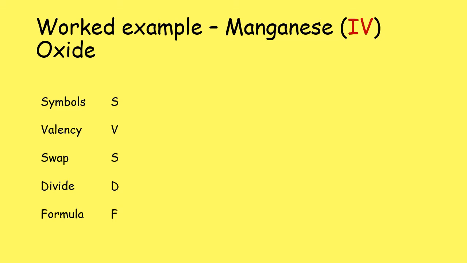And one final example, manganese IV oxide. Symbol for manganese is Mn. Please do not confuse magnesium and manganese. Magnesium is Mg, but manganese is Mn, and oxygen is O. From the Roman numerals, we know that the valency for manganese is 4, and oxygen is in group 6, which means it has a valency of 2.